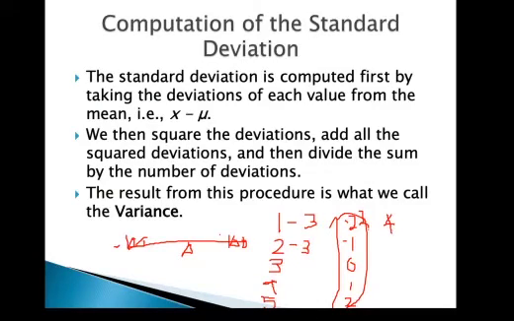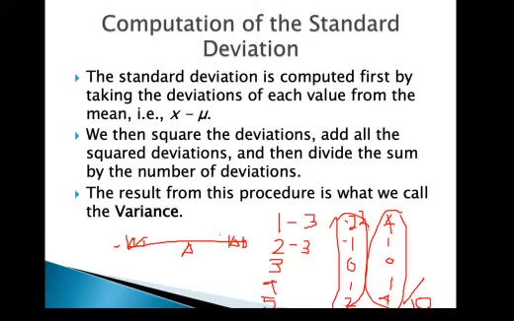We square -1, and that is 1. We square 0, which is 0. We square 1, which is 1, and we square 2, which becomes 4. We call these the squared deviations from the mean. And so we can add the squared deviations from the mean, and that should be equal to 10.